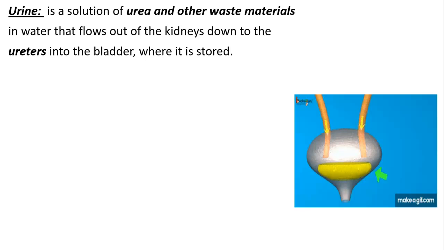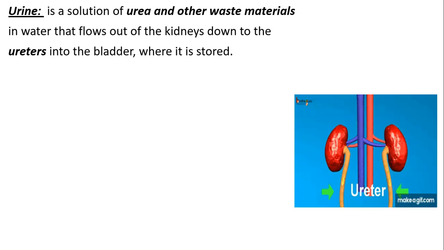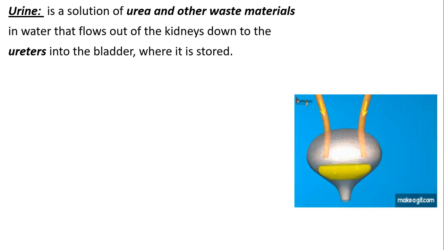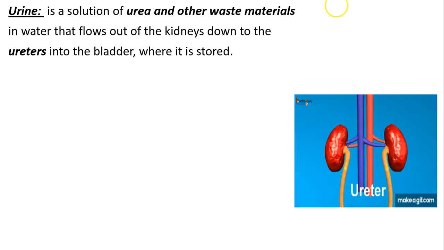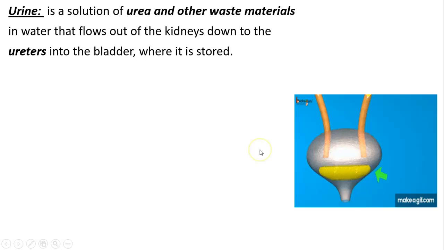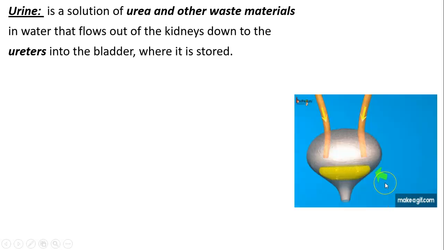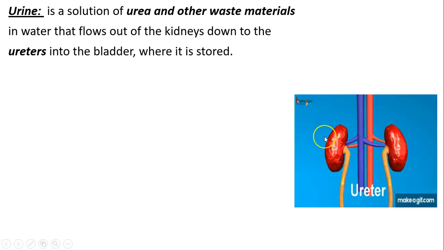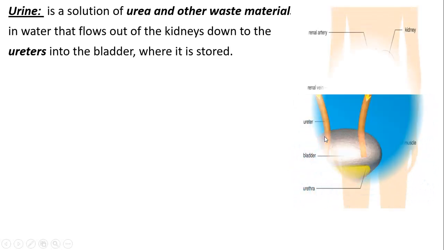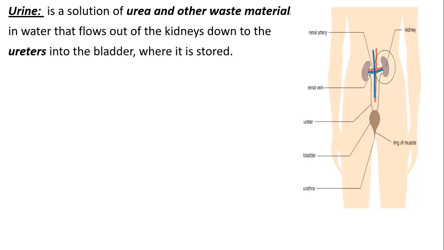So, what's urine again? Urine is the solution that contains the waste materials, which are urea and excess water and excess ions. After the kidney filters the blood to make urine, this urine will pass through those tubes. We call them ureters. And then it's going to be gathered here in the urinary bladder until the body is ready to get rid of this urine through the urethra.